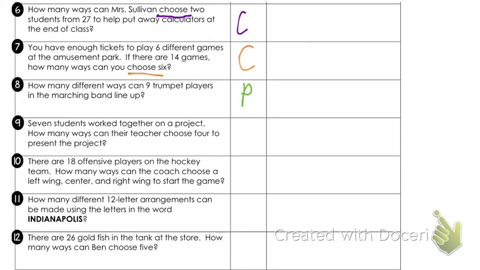All right. 7 students work together on a project. How many ways can their teacher choose 4 to present the project? Permutation, combination. What are we thinking here? Alice, what do you think? You think it matters? All right. Why do you think it matters?